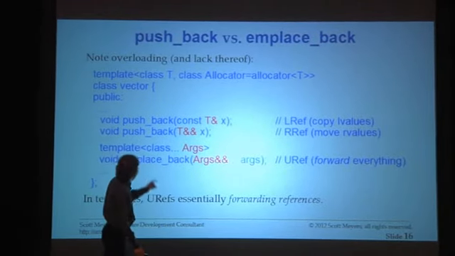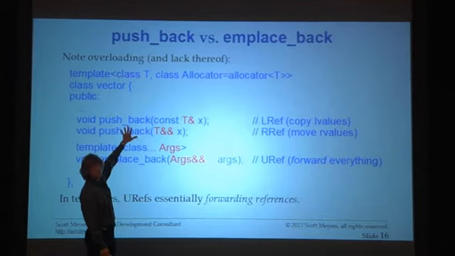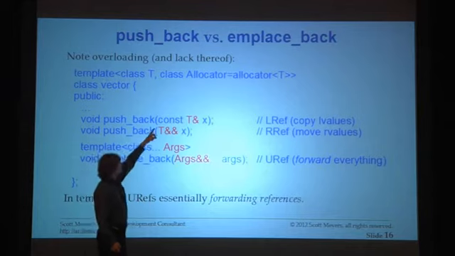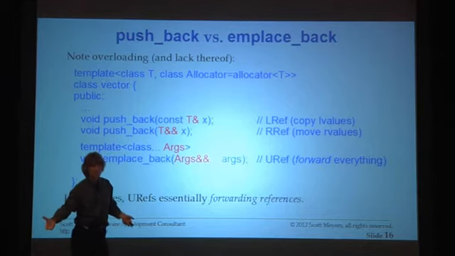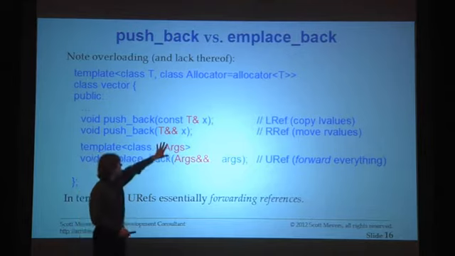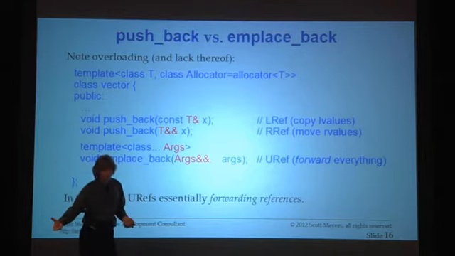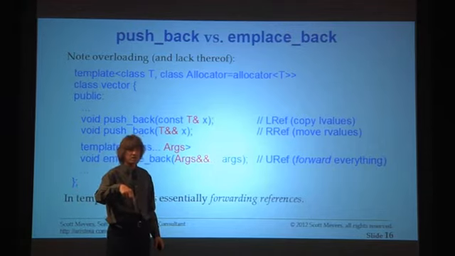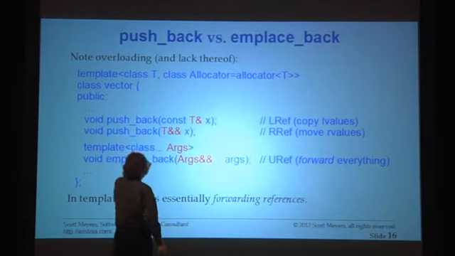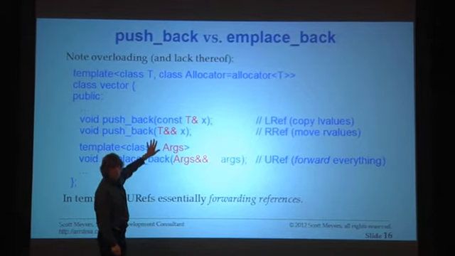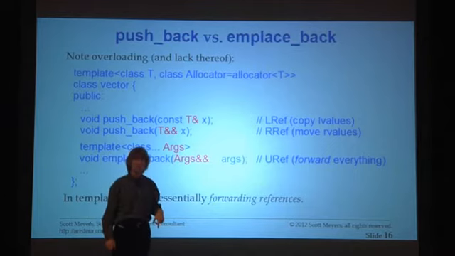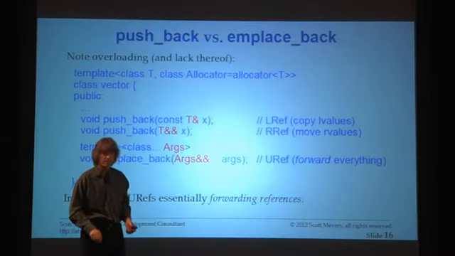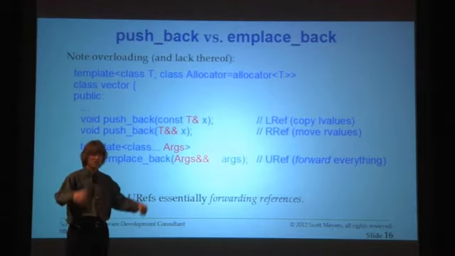Almost always, what you're saying is, for example, consider pushback. If I say to pushback, I want to push back a widget. If it's an L value widget, I have to copy the widget into the container. But if it's an R value widget, I can simply move it into the container. So almost always, the reason you are declaring an interface to take an R value, it's because it is one of two overloads that takes L values or R values, and you can get more efficiency by doing a move instead of a copy.